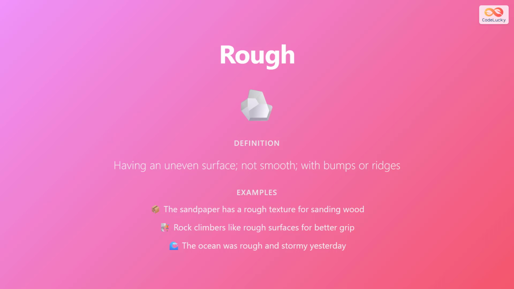The fourth adjective is rough. Rough means something has an uneven surface with bumps and ridges. It is the opposite of smooth. When you touch a rough object, it feels bumpy and textured. Sandpaper has a rough texture used for sanding wood and preparing surfaces. Rock climbers like rough surfaces because they provide better grip and help them climb. The ocean was rough and stormy yesterday with big waves. Use the word rough when describing things that have an uneven, bumpy surface.